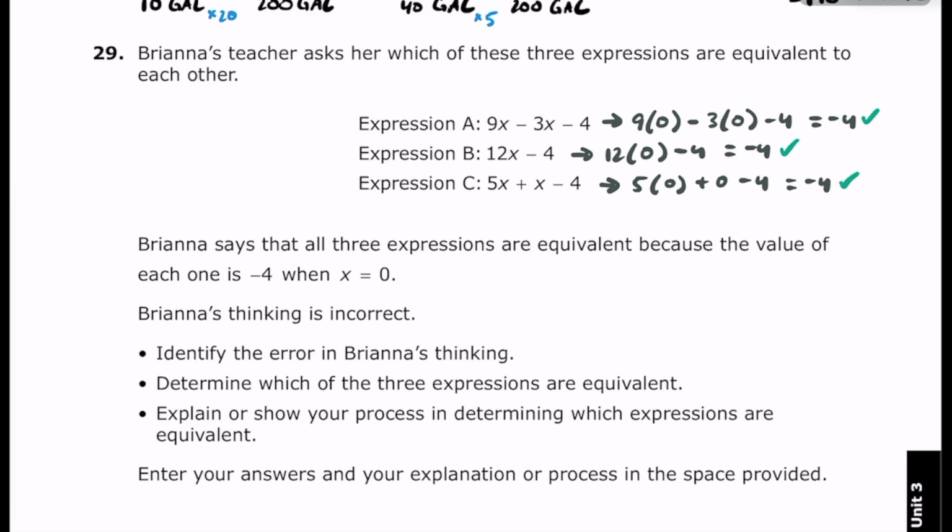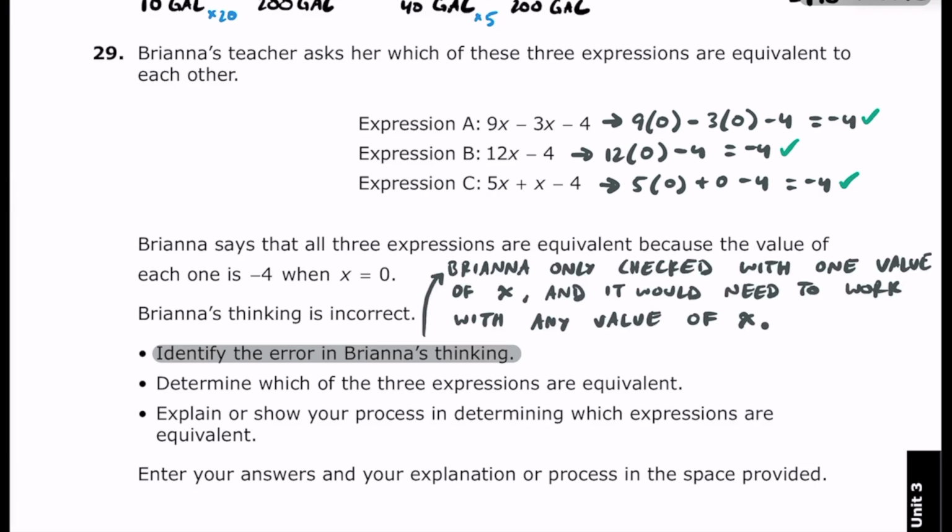But I guess, does this happen if x is 1? What about if x is 2 or 3 or 4 or 5 or 6 or 7 or any other number? Or does this only happen to be a coincidence when x is 0 here? So in terms of identifying the error in Brianna's thinking here, again, anything times 0 is going to be 0, so it's a tricky number to use for checking.